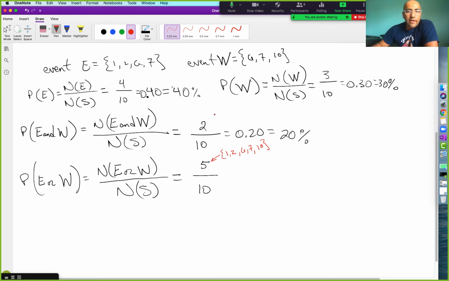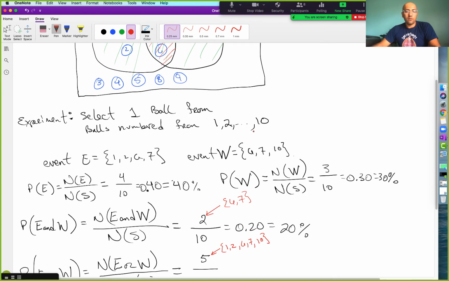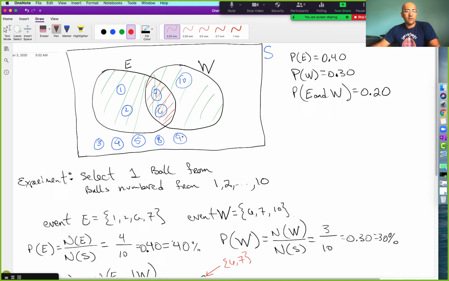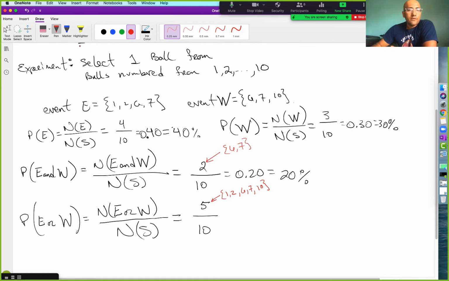Good. On the other hand, the only way that they can both win is if it's the number 6 or the number 7. That's the only way that both of them are winners. Any questions about that? The only way that they're both winners, or if they're both winners, that way. Okay, so if we convert this into a decimal, we get that this is 0.50, which equals 50%.